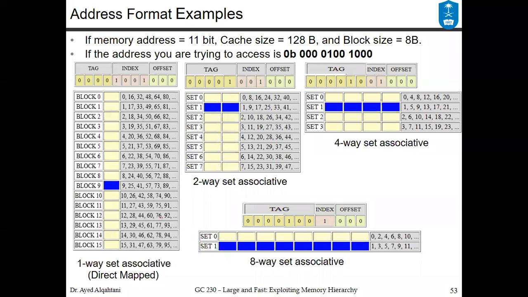Now notice for each set, in a direct map, you have only one location, one place inside the cache for this block. While in two-way set associative, you have 2 locations. In 4-way, you have 4 locations or 4 ways. And in 8 ways, you have 8 different locations.